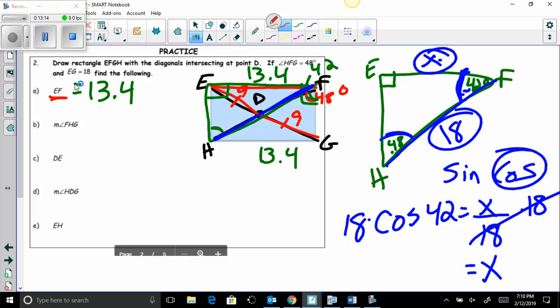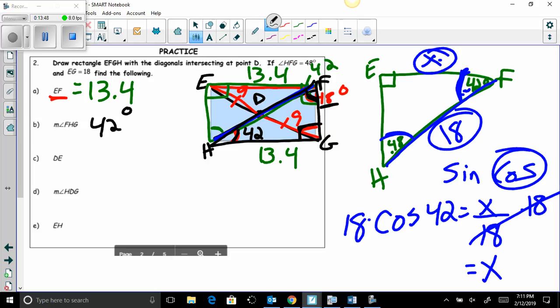All right, let's go ahead and see where we can go from here. Find the measure of angle FHG. FHG is this one right here. Well, again, I have a 90-degree angle. If I look at this triangle I have right here, I already knew this one was 48. I know this is 90. What does this one have to be to give me 180 degrees in this triangle? It has to be 42. So FHG is 42 degrees.